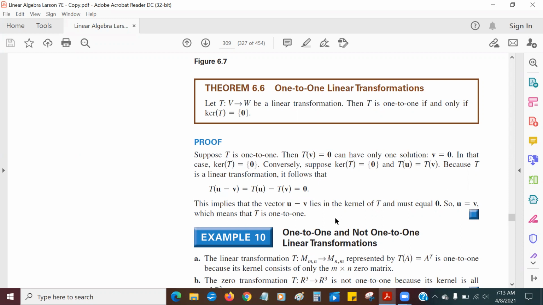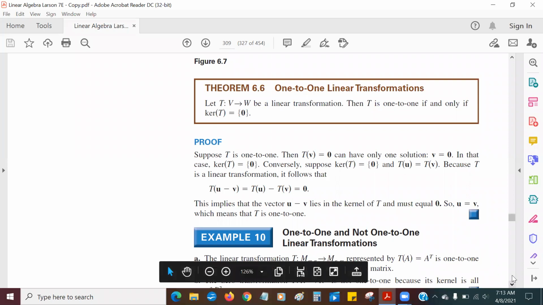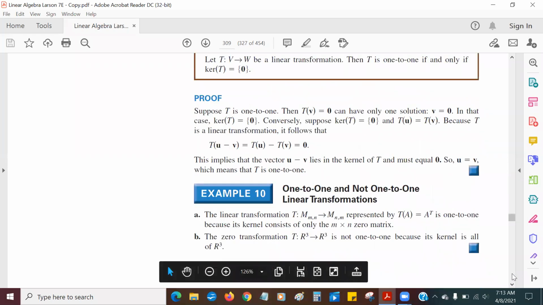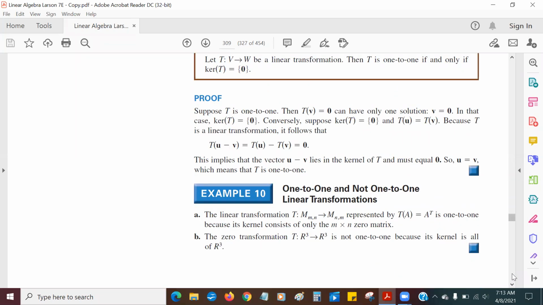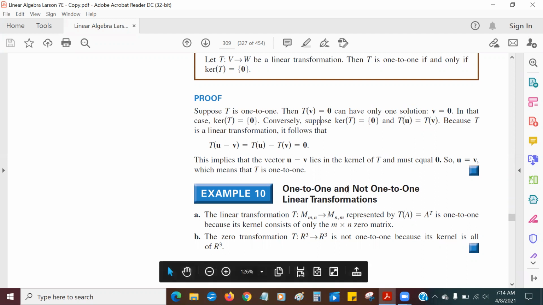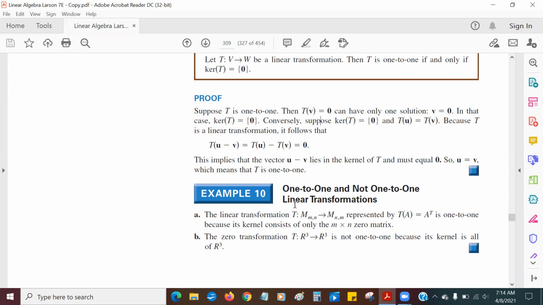Now here are some examples of one-to-one and not one-to-one linear transformations. Here we go, the linear transformation given by the transpose. This is a transformation from M_{m×n}. The capital M stands for matrices, and then the small m and n are the size of the matrix. So we're going from the m by n matrices to the n by m matrices.